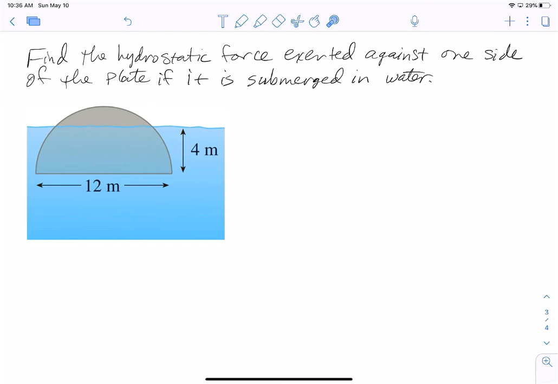Here we're going to again find the hydrostatic force exerted against one side of a plate submerged in water, and this time it is a half circle. The radius of the circle is 6 meters, the diameter is 12. But the depth of the water is only up to a height of 4 on the plate, and so there are still 2 meters sticking out above the water.